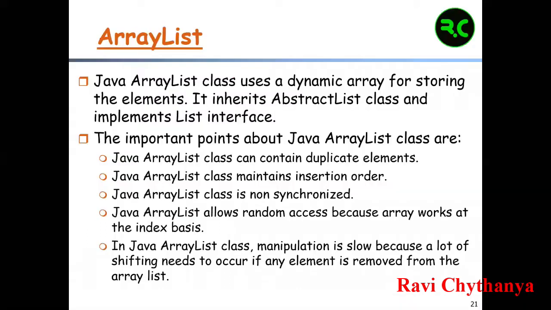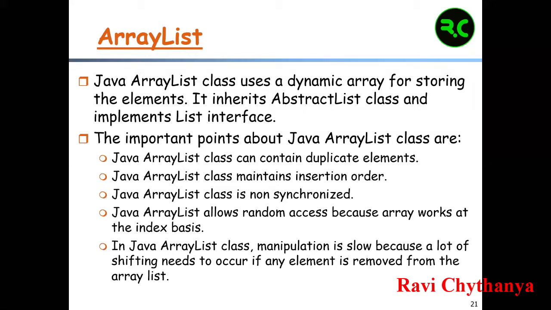Next we are going to move on to the ArrayList. The Java ArrayList class uses a dynamic array for storing the elements. It inherits the AbstractList class and implements the List interface.